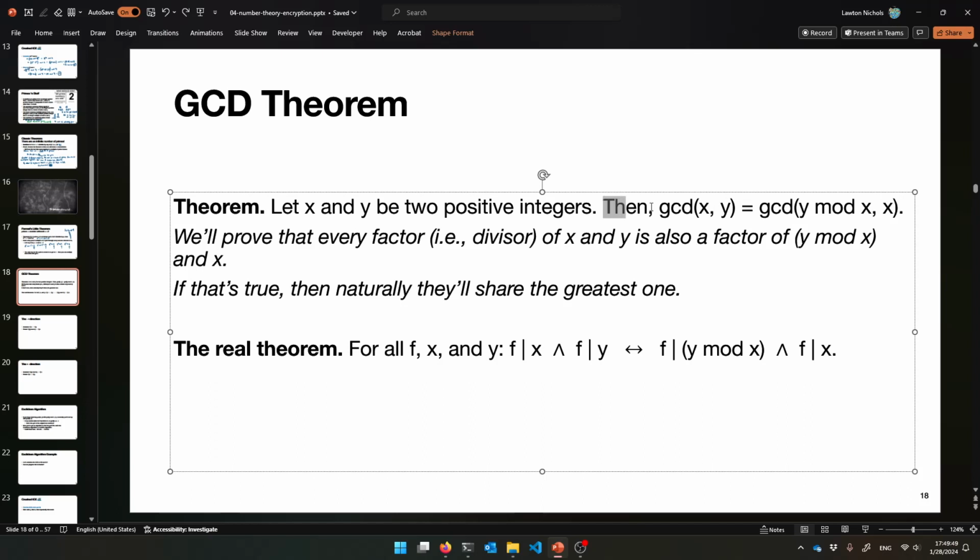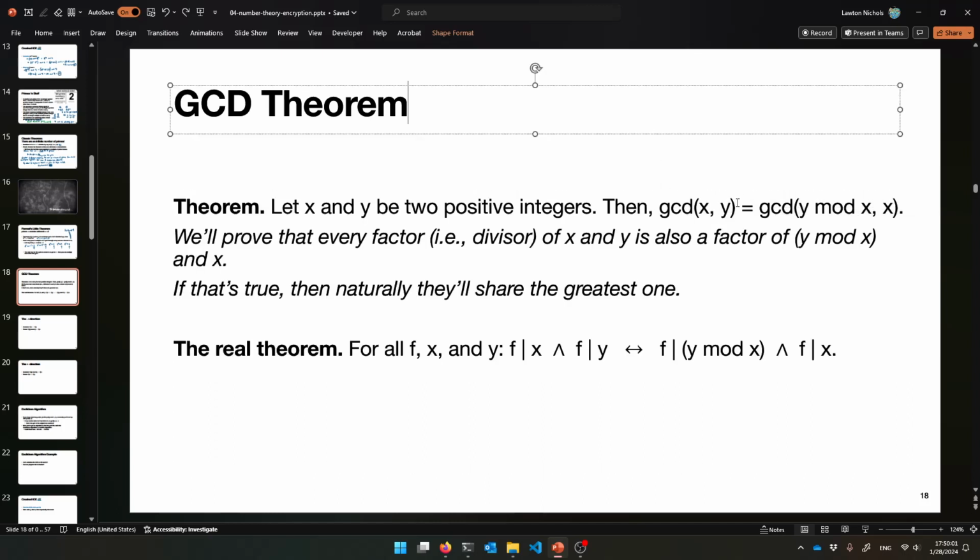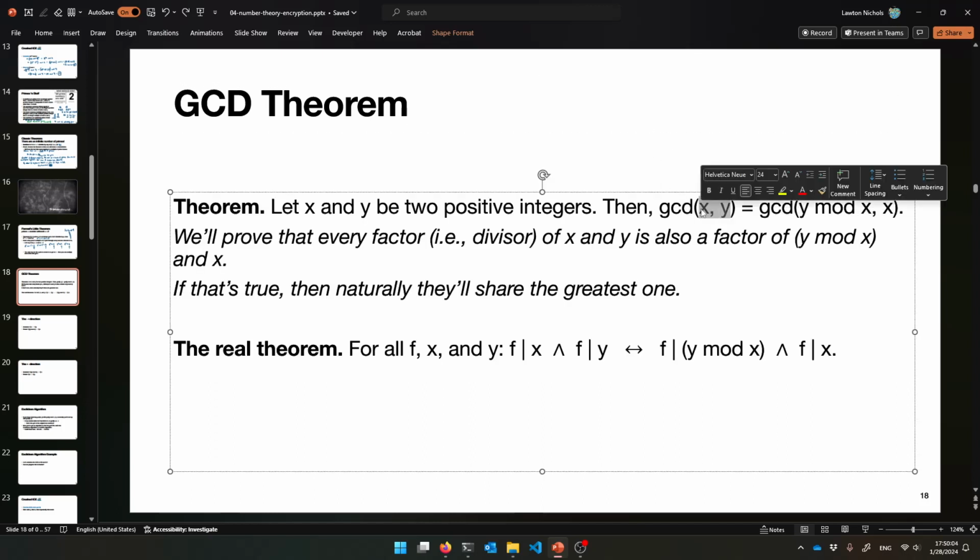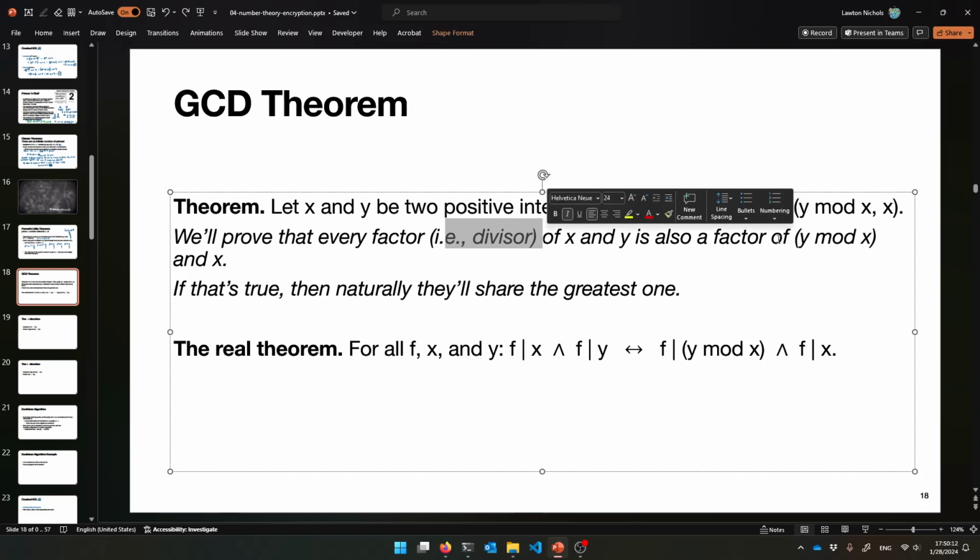So this is what we're going to prove, and what do we need to show, right? The way we're going to prove it is that we have to prove that the GCD of x and y, these are divisors we're talking about. The greatest common divisor of these two things is the greatest common divisor of those two things. And so we have to prove things about stuff that goes into stuff. We'll prove that every divisor of x and y, all those divisors, will also be divisors of y mod x, right? Every factor of x and y is still a factor of y mod x. So we'll show that, okay?